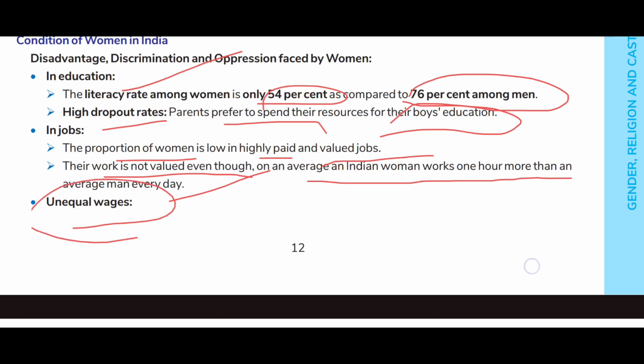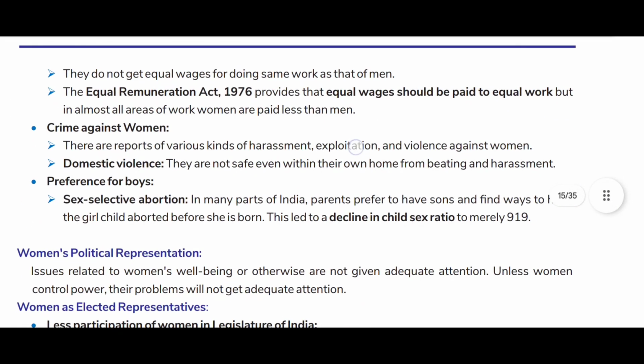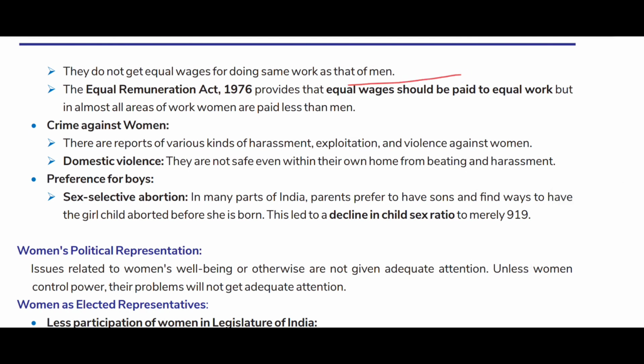Unequal wages. They do not get equal wages for doing the same work as that of men. The Equal Remuneration Act 1976 provides that equal wages should be paid for equal work, but in almost all areas of work, women are paid less than men.